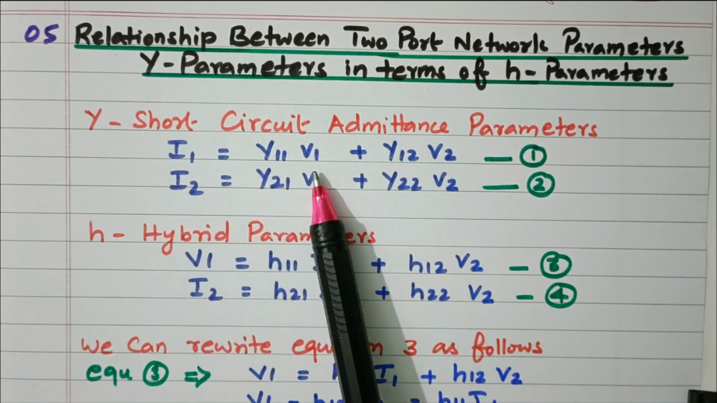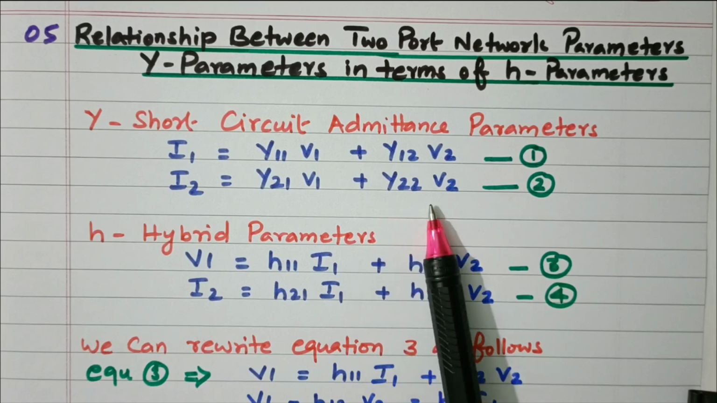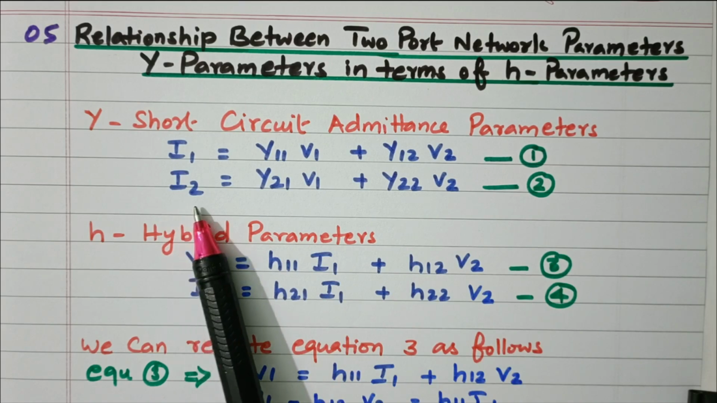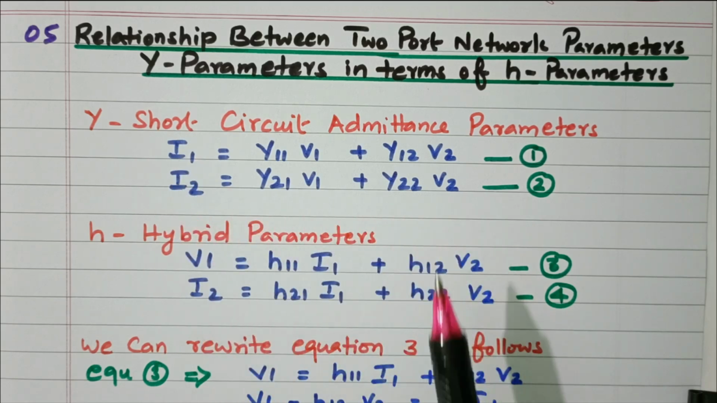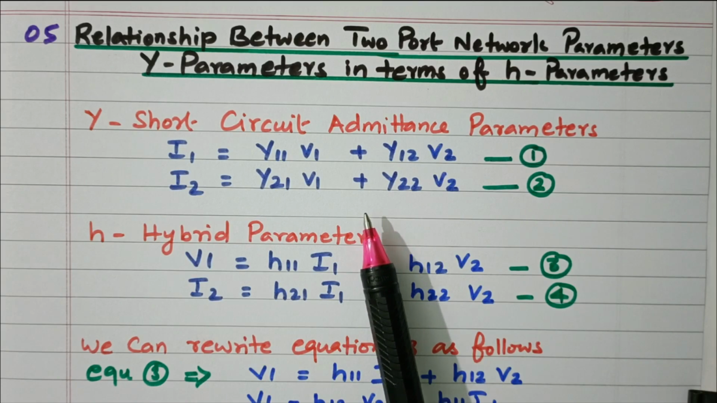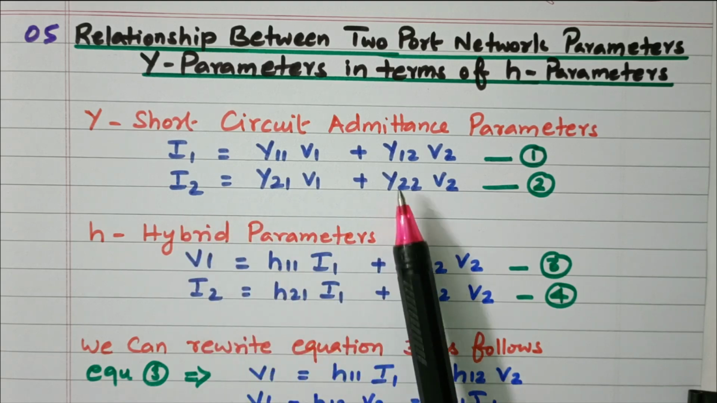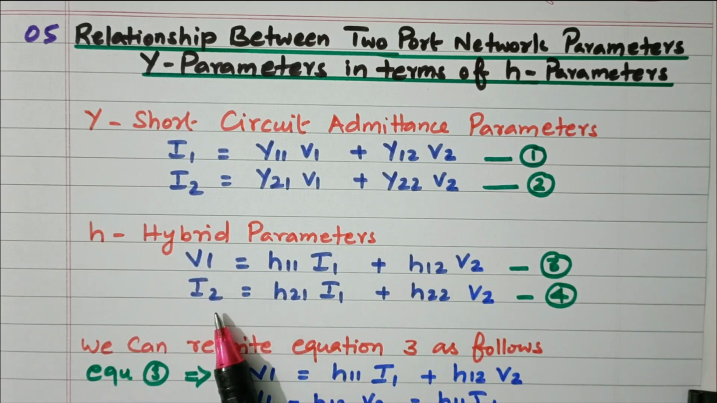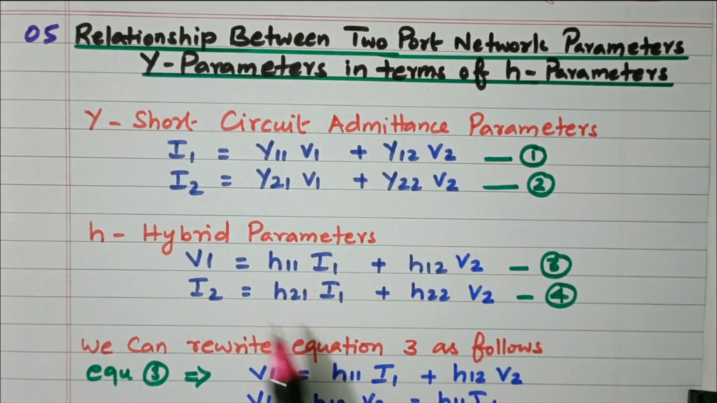I1 equal to Y11 V1 plus Y12 V2. I2 equal to Y21 V1 plus Y22 V2. Take this equation number 1 and 2. So the general equation of Y parameter, short circuit admittance parameter. Current are expressed in terms of voltage. In case of Z parameter, open circuit impedance parameter, voltages are expressed in terms of current. In hybrid parameter, both are available, voltage as well as current. Input port voltage, output port current are expressed in terms of input port current and output port voltage. That's why it's called a hybrid.